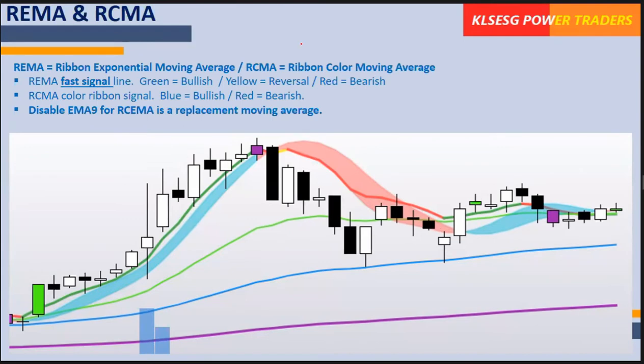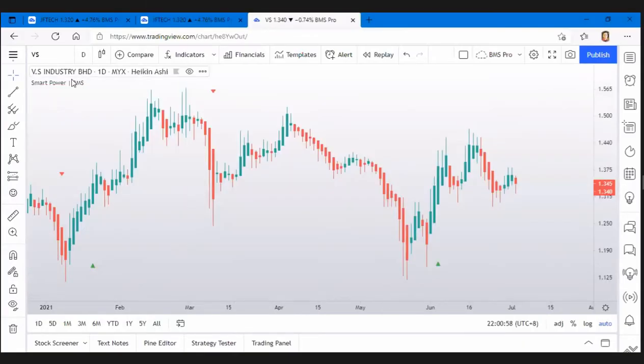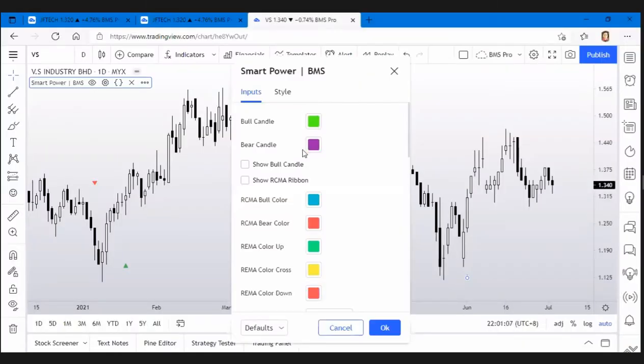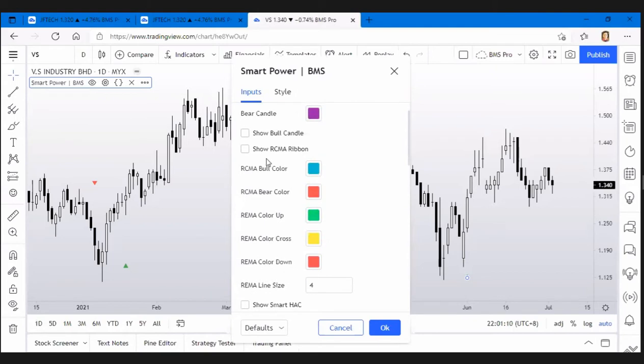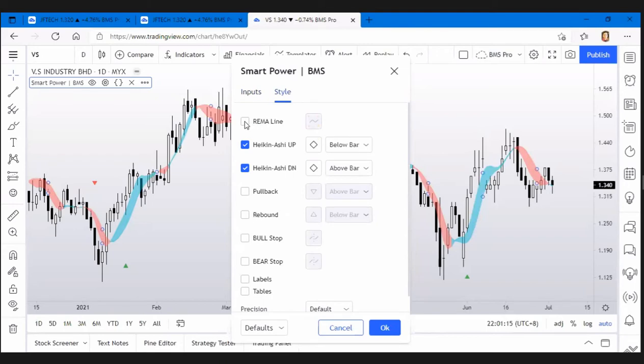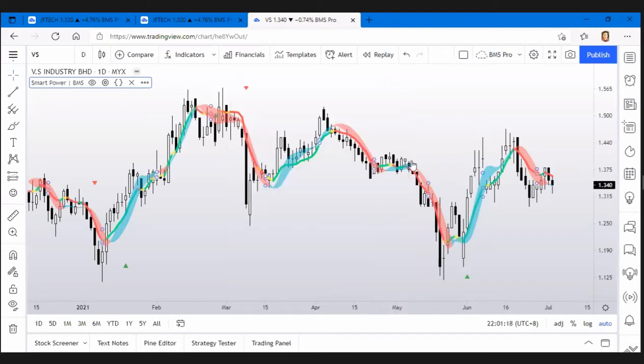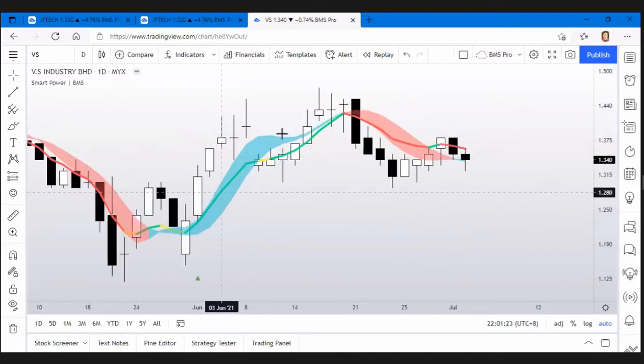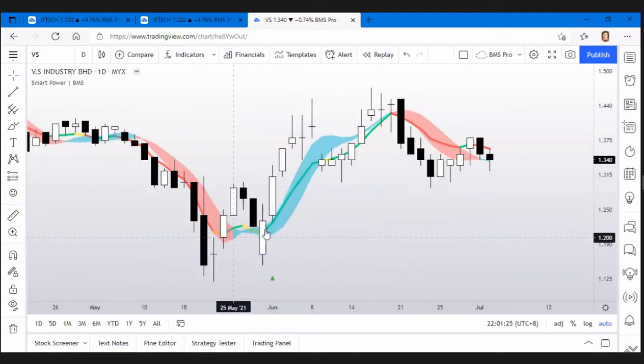So you can use this in the chart. You can turn this thing on. From this smart power indicator, you can turn on the REMA, show the ribbon, and show the REMA line. Tick, all right? So this thing will appear on the chart. So now we can see the REMA and the ribbon. Okay, so you can see if it goes up, it will become green, blue, and then red like that.